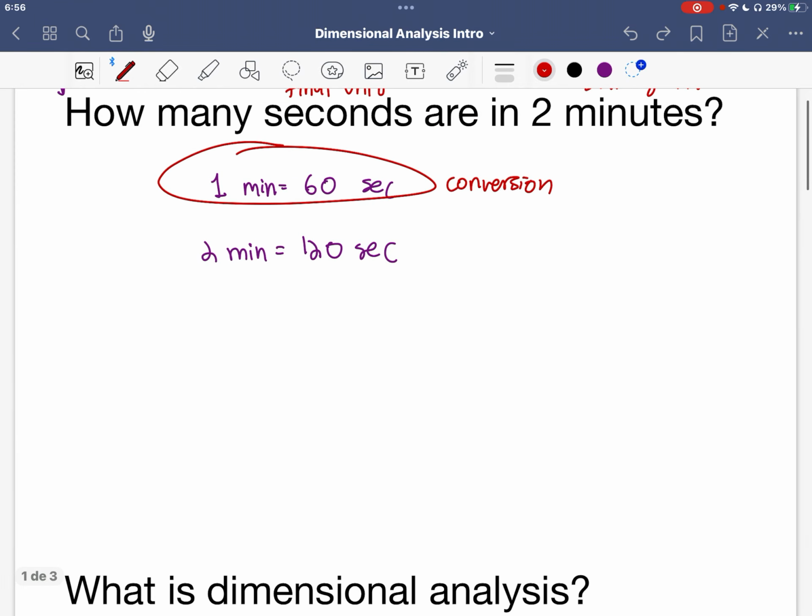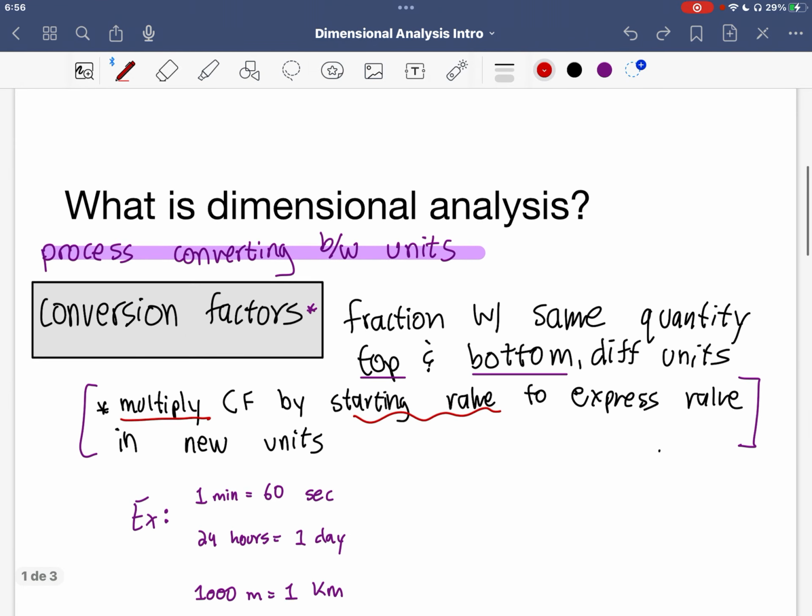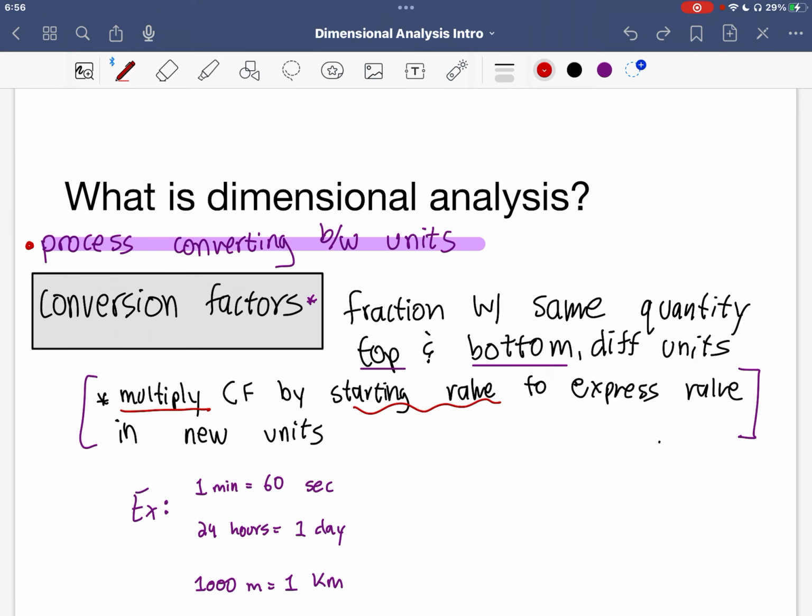All right, so what is dimensional analysis? Well, it's a process of converting between different units. It uses this idea of conversion factors, which are fractions with the same quantity in the top and bottom of the fraction, but in different units. We multiply conversion factors by a starting value to express that value, but in different units.